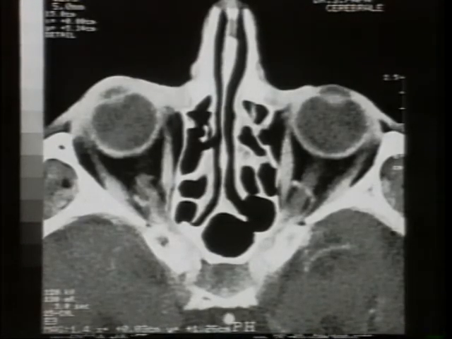CT as well as MRI visualize the anatomy of the ophthalmic artery at the inlet of the orbital cone and when it crosses the optic nerve.